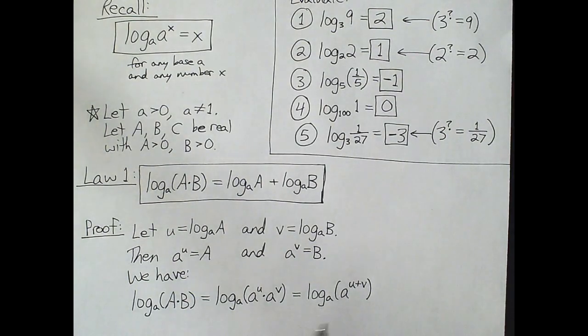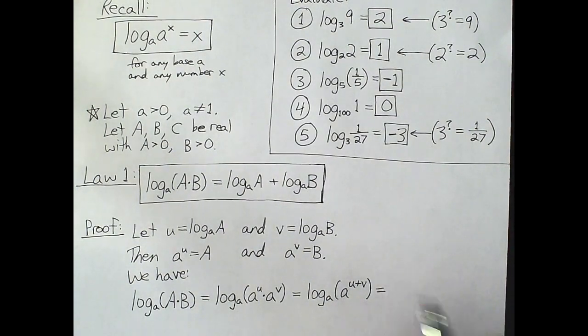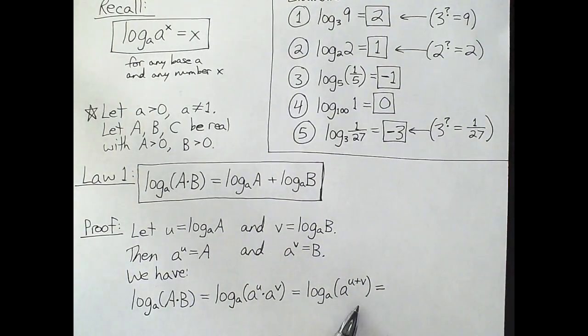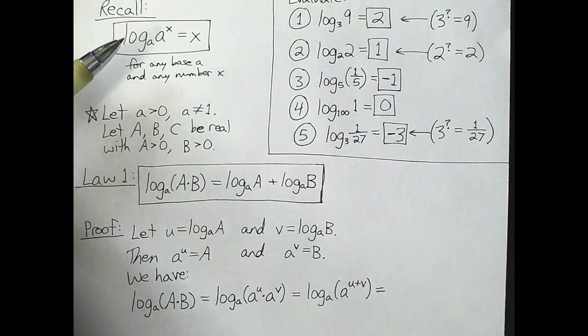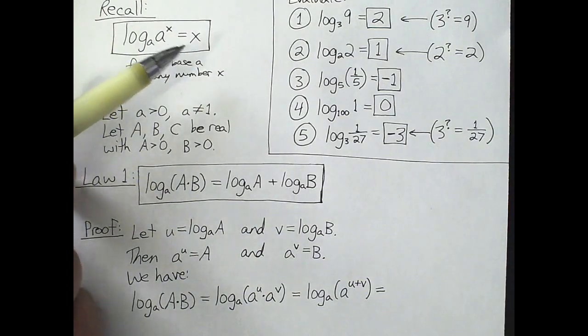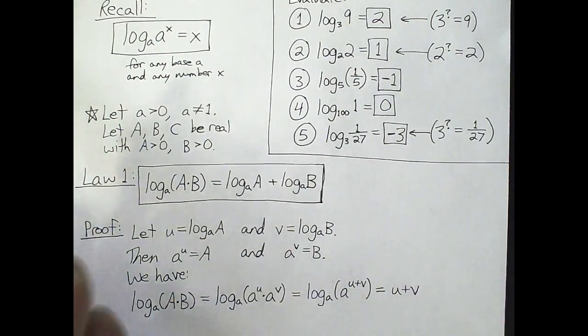Now, I'm going to put an equal sign because we still need to go further with this. If you look at where we're at, we could actually use this fact from above. That's why I wrote it, to remind us of this fact: log base a of a to the x equals x. Log base a of a to the something should just equal that something. By that fact above, we get u plus v.